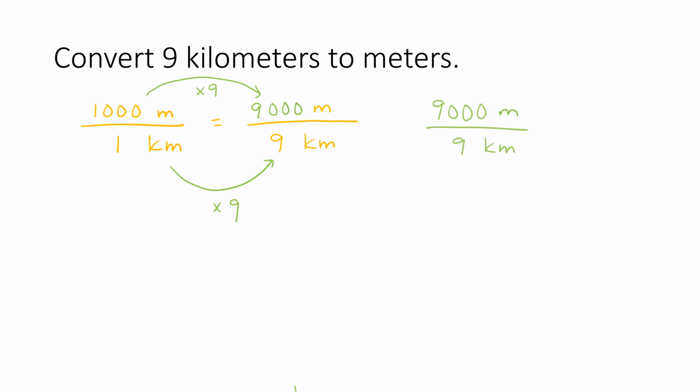And hey, if I were to divide this, 9,000 divided by 9 is 1,000 meters per kilometer. It is still true to the original rate. So how many meters are in 9 kilometers? There are 9,000 meters.